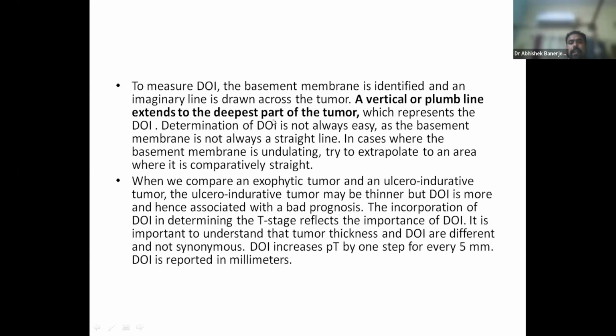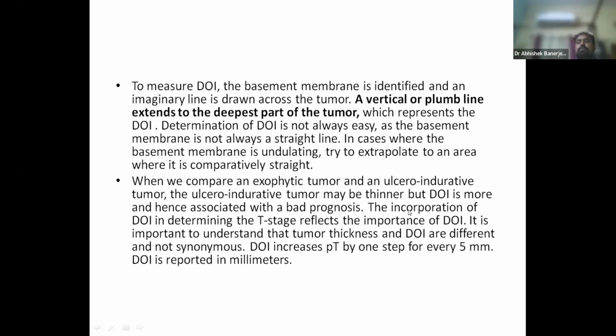represents the DOI. It is always from the basement membrane to the deepest part of the tumor, and it is extrapolated to an area where it is comparatively straight. It is usually a straight line which is drawn. But when we compare an exophytic tumor with an ulceroproliferative tumor, the ulceroproliferative tumor may be thin. So we have to go with that exophytic one. We have to go from the basement membrane, and we have to go till that. But the DOI is more, and hence associated with a bad prognosis.